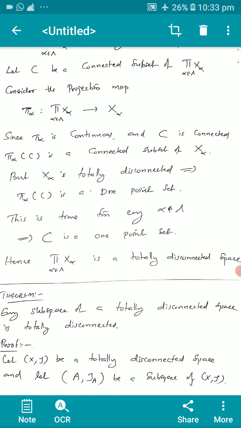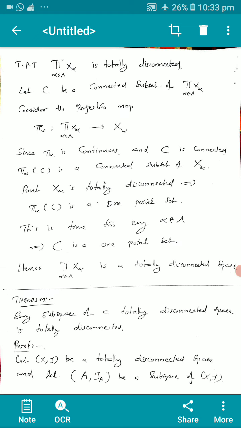But X_alpha is totally disconnected. That implies pi_alpha of C is a one-point set. This is true for every alpha in the index set. That shows that C is a one-point set. Hence, the product space is a totally disconnected space. That's the proof of that theorem.